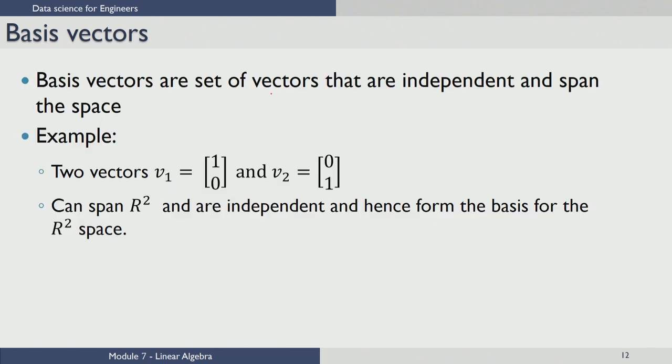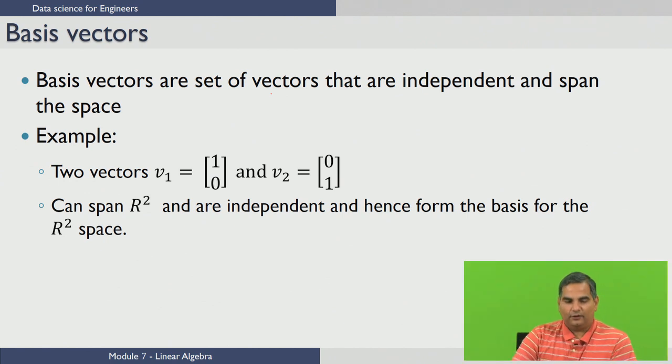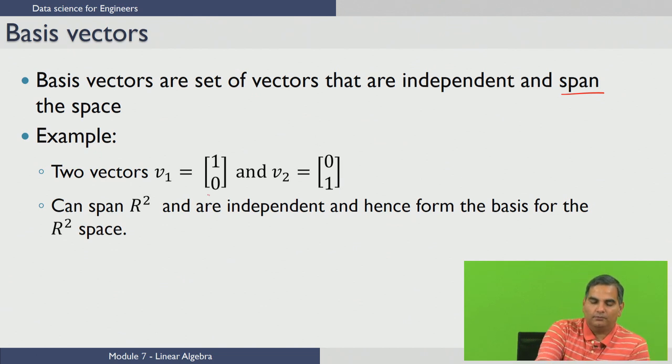So we can formally say the following: basis vectors for any space are a set of vectors that are independent and span the space, and the word span basically means that any vector in that space I can write as a linear combination of the basis vectors. So, in the previous example we saw that the two vectors v1 = (1, 0) and v2 = (0, 1) span the whole R squared, and you can clearly see that they are independent of each other because no scalar multiple of this will be able to give you this vector.